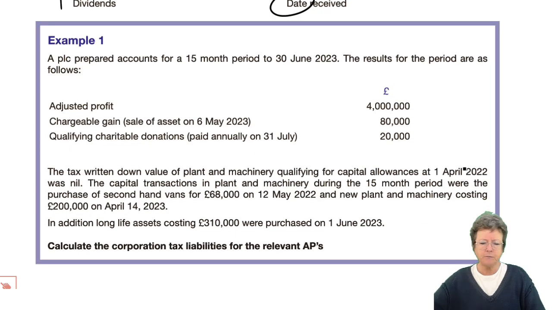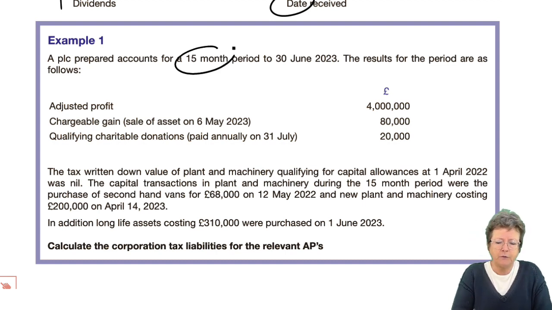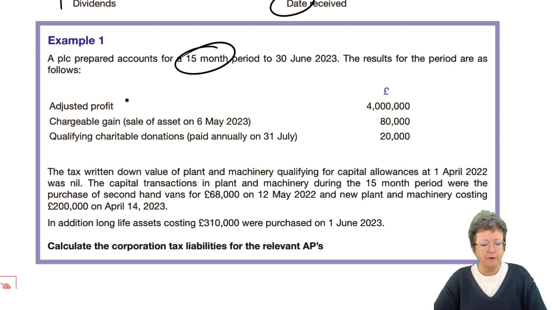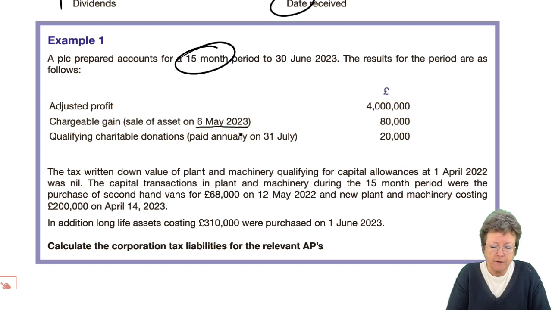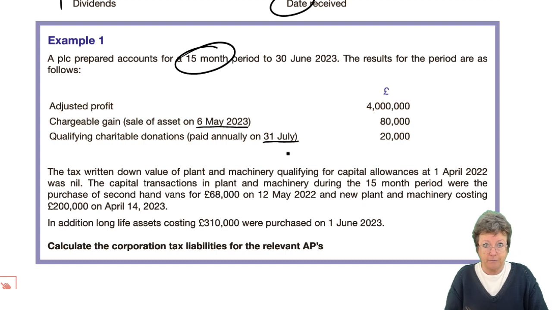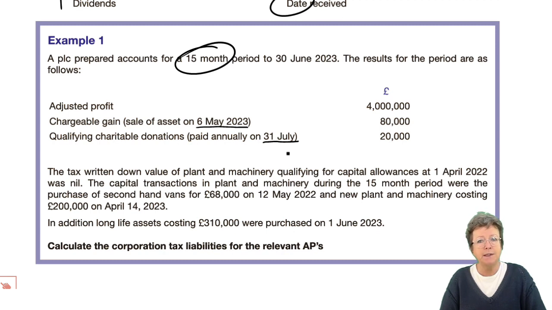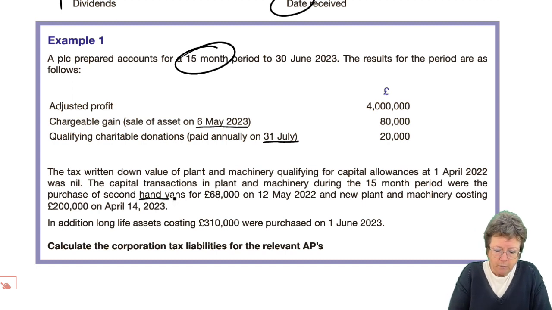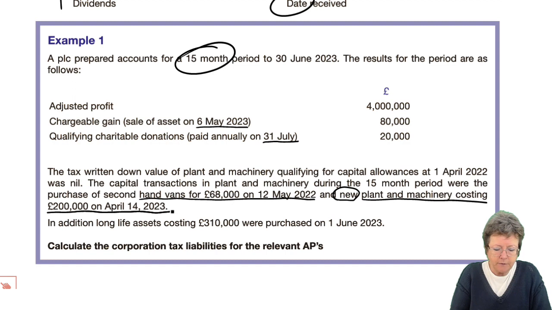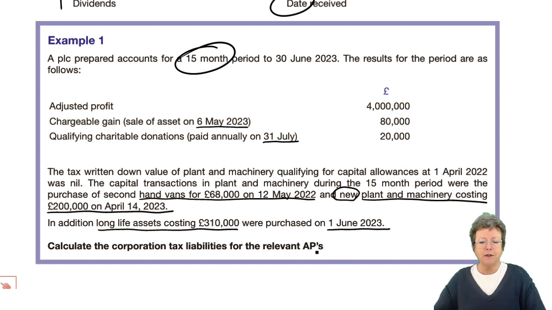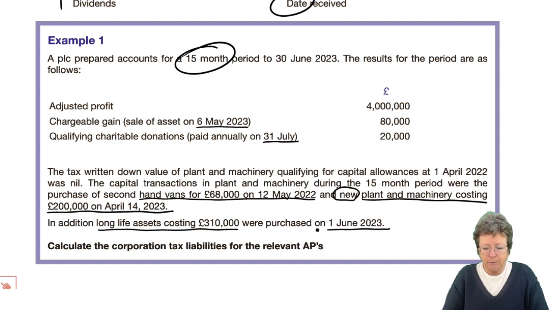So we have here an example. A PLC prepares a 15-month set of accounts. The results for the period were as follows. We have adjusted profits, a chargeable gain which took place on that date, and QCDs paid annually on that date. Dates mean you know where to put them. The written down value of plant and machinery qualifying for capital allowances at the beginning of the period was nil. Capital transactions in plant and machinery during the 15-month period were a second-hand van on that date, new plant and machinery, we know what that means, and long life assets, we know what that means, bought on that date. So we're now going to calculate the tax liabilities for the relevant accounting periods. That is your hint. And it's always 12 plus.